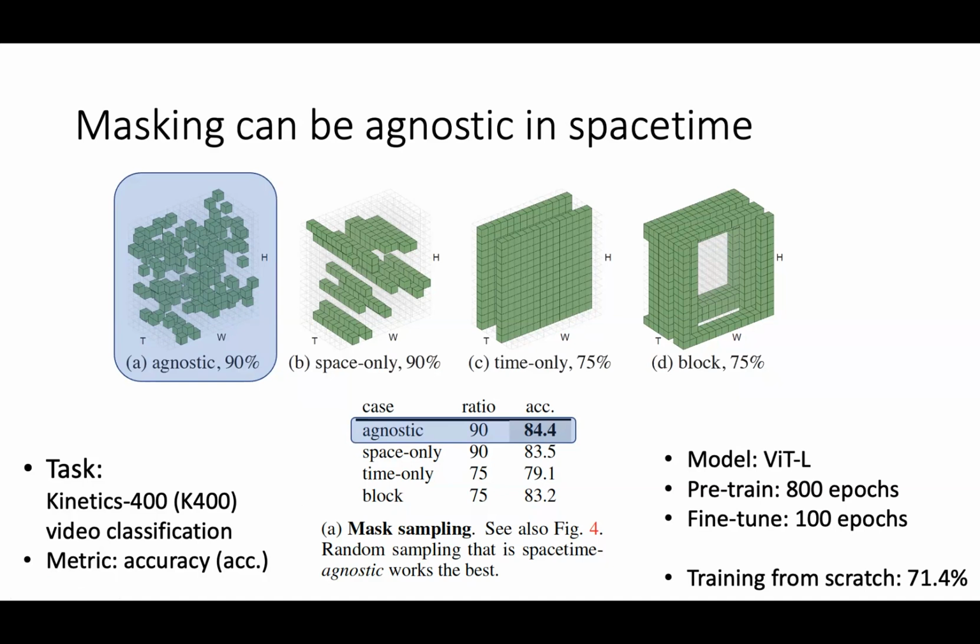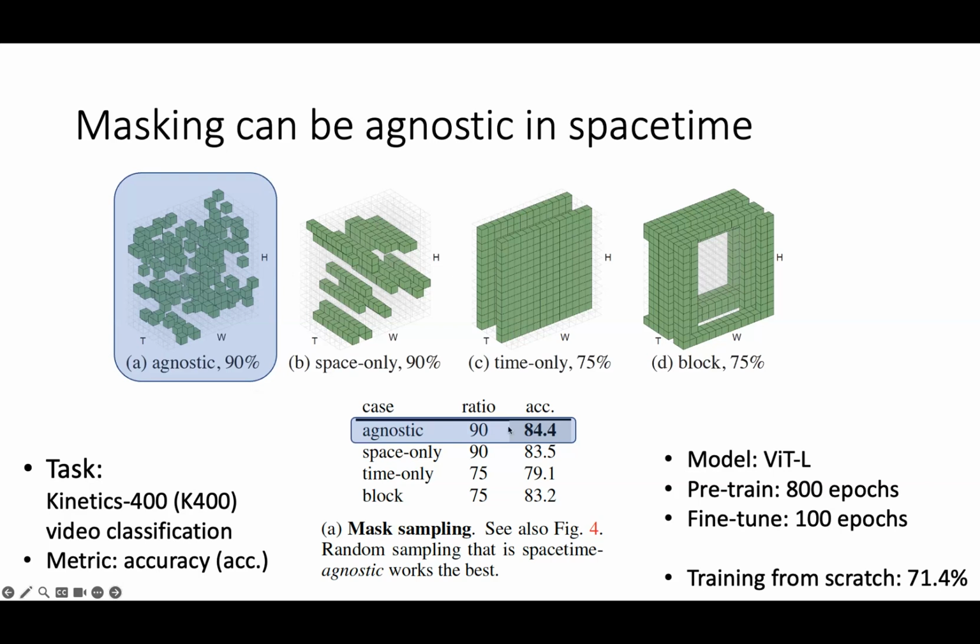One way to do it is to just randomly mask out the input clip spatiotemporally. Again, here we pre-train with this masked autoencoding objective, and the final task that we care about is Kinetics 400 video classification. The metric is classification accuracy, shown in this table here, and the model that we train is a ViT, a vision transformer, large size. We pre-train for 800 epochs, and then we fine-tune for 100 epochs. The pre-training is basically this masked autoencoding task. The fine-tuning is just supervised fine-tuning.